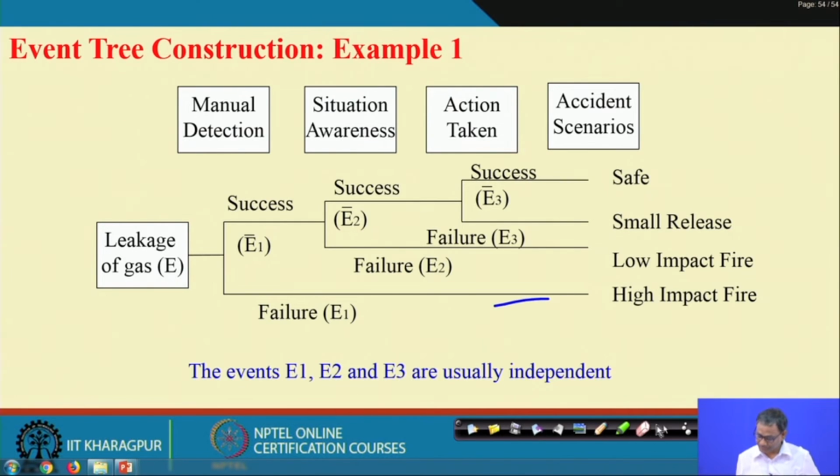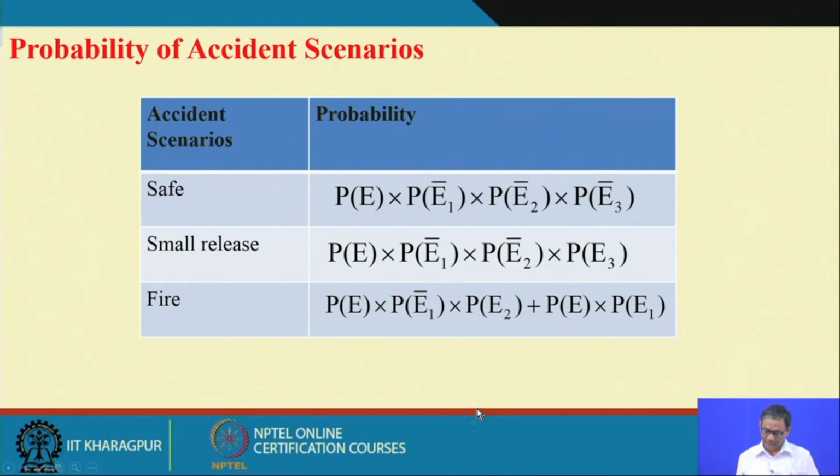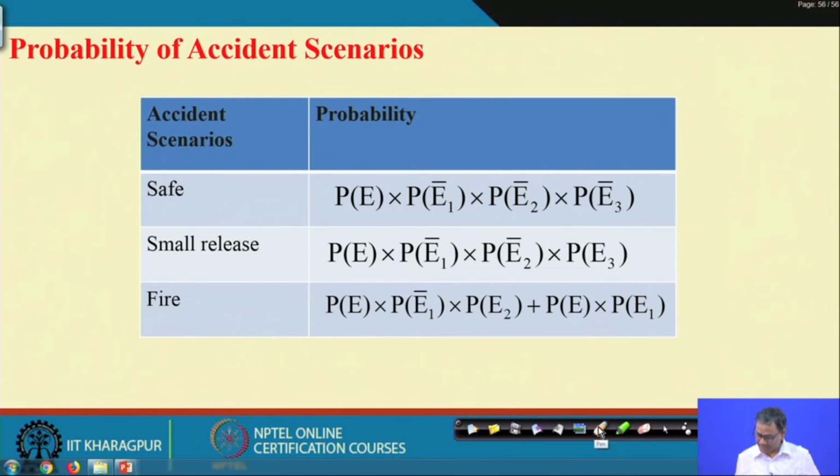what you are getting now, right? So safe situation, this is the probability; small release, this is the probability; but in the fire case there are two situations, low and high impact, both we are combining in fire. Otherwise, you could write low impact fire and high impact fire as two probabilities separately, but in fire case 1 and 2, there are two branches where the end result is fire. So that means the probability of fire is this, probability of small release is this, probability of safe situation is this.